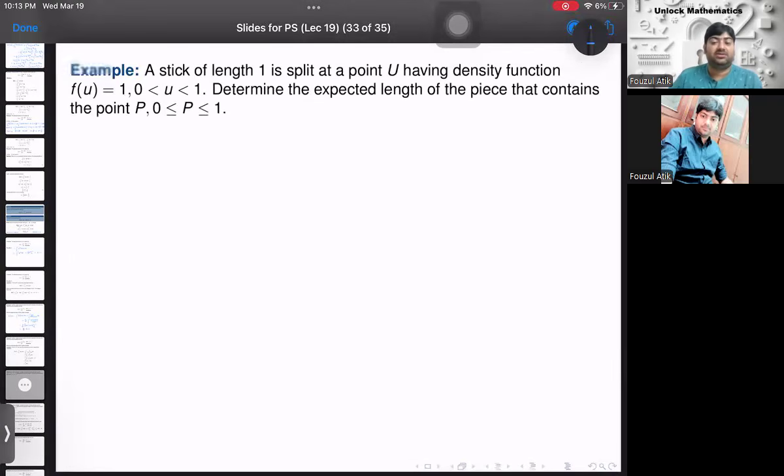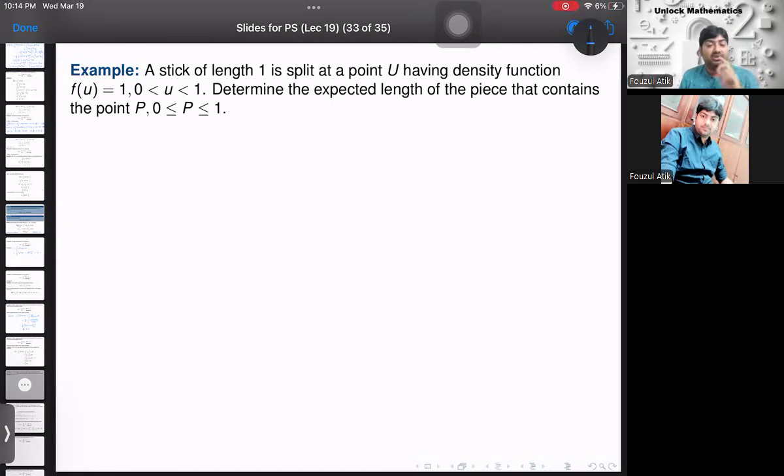Now this is one interesting problem. A stick of length 1 is split at a point U having density function f(u) equal to 1 whenever 0 < u < 1, and 0 otherwise. Now determine the expected length of the piece that contains the point P.